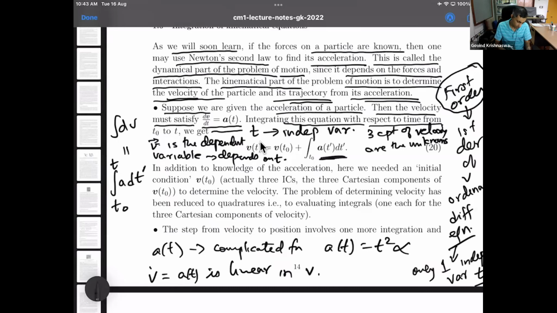of integration. So when you integrate it, the left-hand side will give you v of t minus v of t naught. That's what I've written here. I've taken the v of t naught to the right-hand side. So v of t is simply v of t naught plus the integral from t naught to t of a of t prime dt prime. So we have exploited the separability to do this. Any question about how we did that?